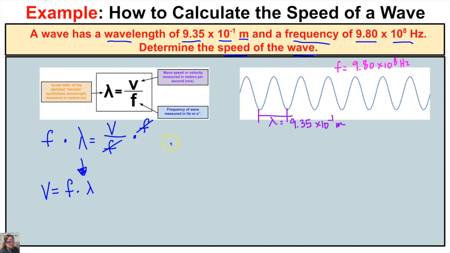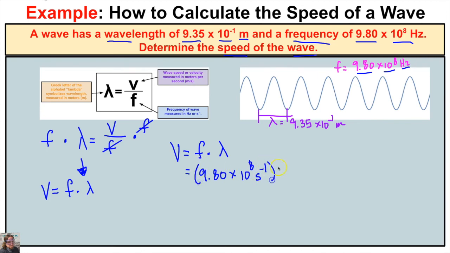So velocity equals frequency times wavelength. If we take a look here, it tells us that the frequency is 9.80 times 10 to the 8th hertz, and a fancy way of writing hertz is s to the negative 1. That just means that s, or seconds, here is going to be in the denominator, and you'll see why we made that simple conversion here momentarily. But hertz and s to the negative 1 are the same unit of measurement for frequency.